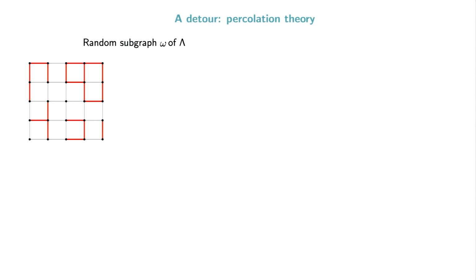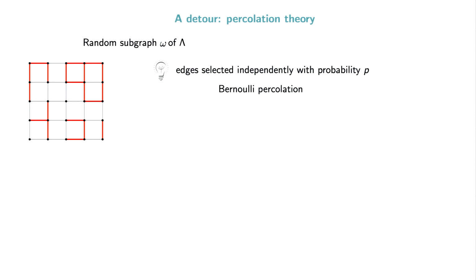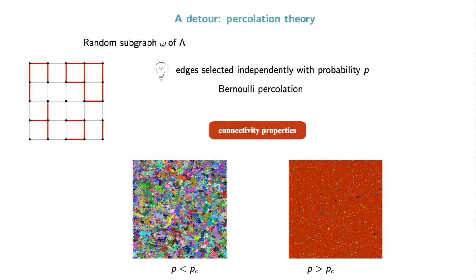So you take Z^d, and you pick a random subgraph of it. And for instance, what you can do is that every edge, you include it in your random subgraph with probability p, and you remove it with probability 1 minus p. You get a new graph, and you look at the connectivity properties of this graph. So it's called Bernoulli percolation in this case. And for instance, what you get is the following when you make a simulation.